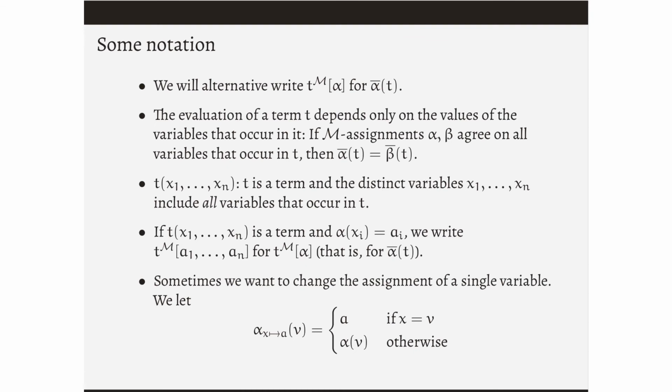So one last notational thing. Sometimes we want to change the assignment of a single variable given an assignment alpha. So that we denote as follows. We denote this assignment alpha[x to a]. This denotes the assignment where, if v is equal to x, then we map this v to a, and just carry over the rest of the assignment for all other variables.